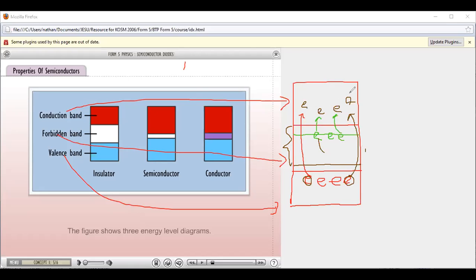You see there are 4 electrons here, and there are 2 positive holes. That's why we call it an N-type semiconductor. Basically, the pentavalent atom helps to increase the number of electrons by donating electrons. So that's why we call it an N-type semiconductor.